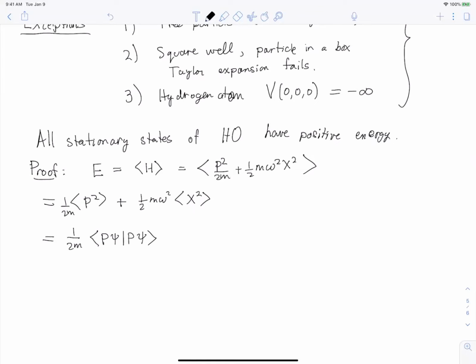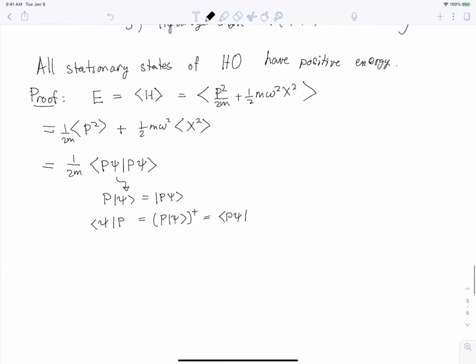So what have I done there? I've used the fact that P acting on psi is by definition the state p psi. And then the bra psi with P on the right is equal to the Hermitian conjugate of p psi. So it's p psi dagger. Okay, which is p psi because it's a Hermitian operator. So that's where we get the crucial fact that it's Hermitian.